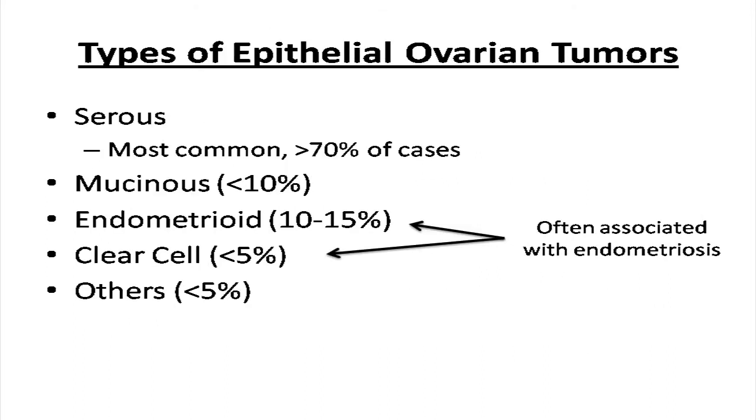Next, I want to discuss the different cell types of epithelial ovarian cancer. The most common cell type is serous, representing over 70% of epithelial ovarian cancers. There are also mucinous tumors, less than 10% of the cases, endometrioid tumors, representing 10 to 15% of epithelial ovarian tumors, clear cell tumors, less than 5%, and some others. It is important to note that patients with endometriosis, as I mentioned before, have a slightly increased risk of epithelial ovarian cancer, and endometrioid cell types and clear cell types are often associated with endometriosis.